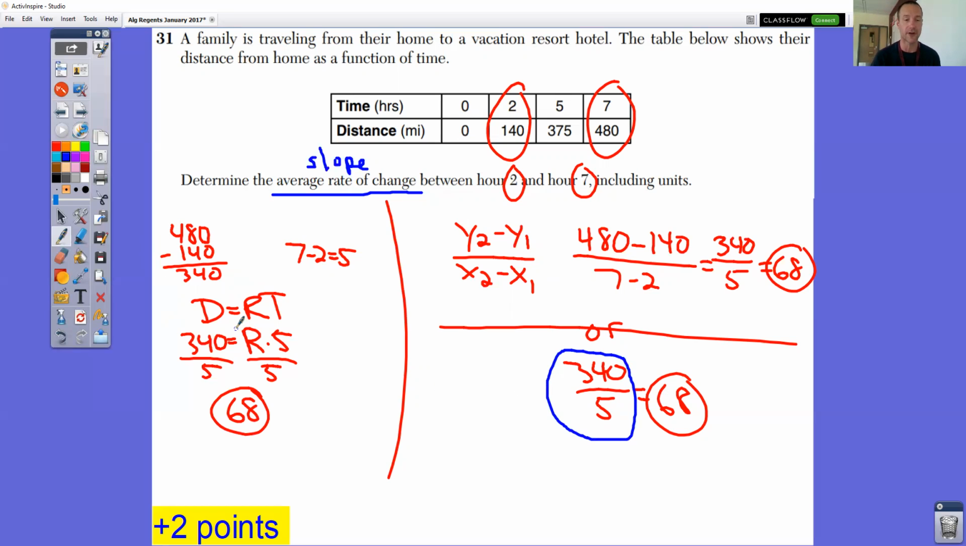Or you could use our good old friend, the distance equals rate times time formula. The distance is 340. The time is 5 hours. And so divide by 5 and divide by 5 to find your rate, which is 68.